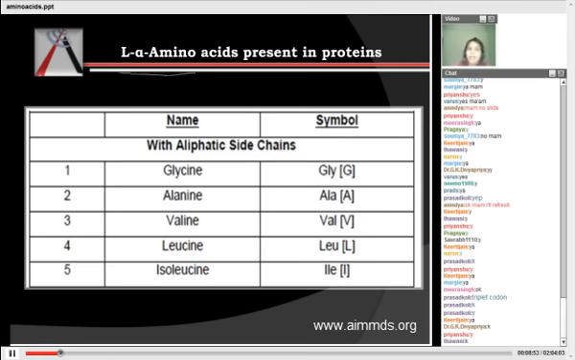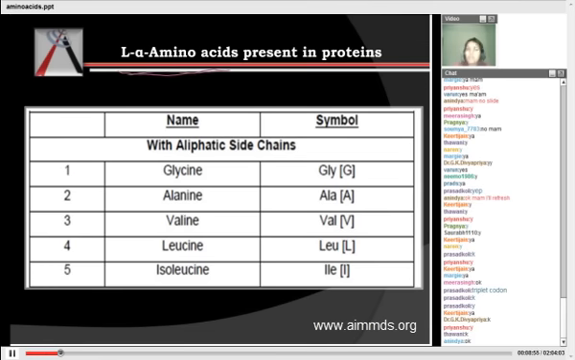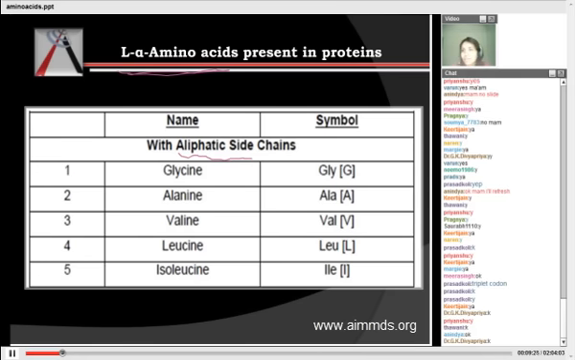Now the L-alpha amino acids present in proteins have various types based on their structure. We have various classifications for the amino acids. The main one is the amino acids with aliphatic side chain. Most of the questions on amino acids are concentrated across two charts. One is this structural chart, and the second is about the essential and non-essential amino acids. Although I'll be talking more about the other parts of amino acids, from an MCQ perspective, remembering these charts plays the more important role. Is that okay?